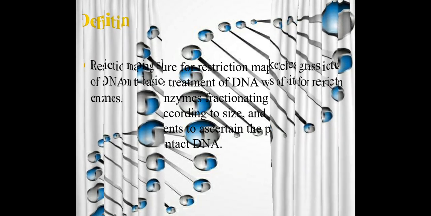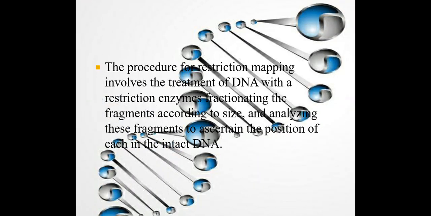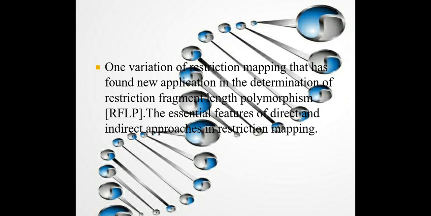The procedure of restriction mapping involves the treatment of DNA with restriction enzyme, fractionating the fragments according to size, and analyzing these fragments to ascertain the position of each in the intact DNA. One variation of restriction mapping that has found new applications is the determination of restriction fragment length polymorphism. They are called RFLP.